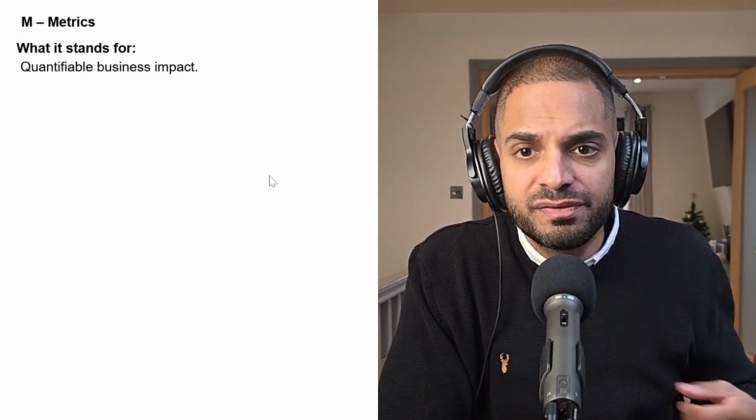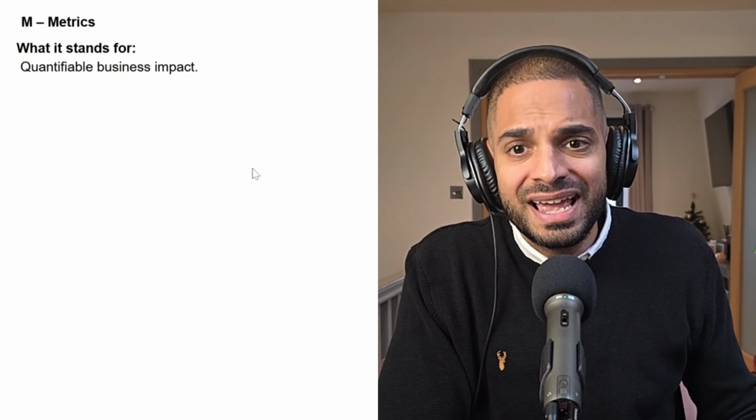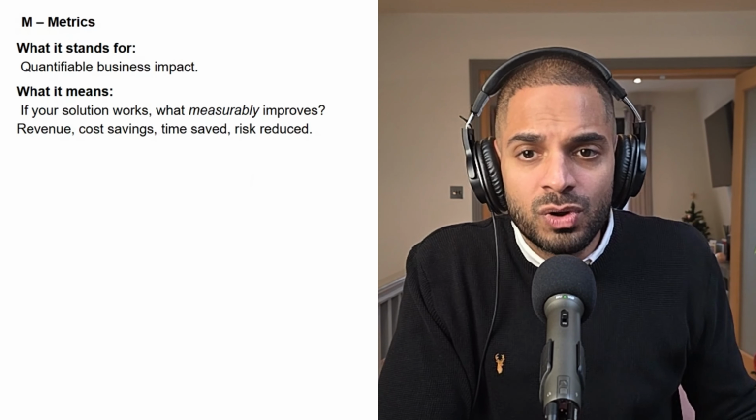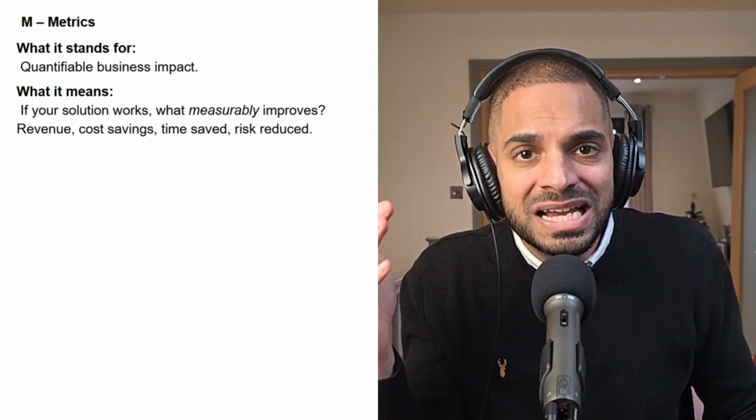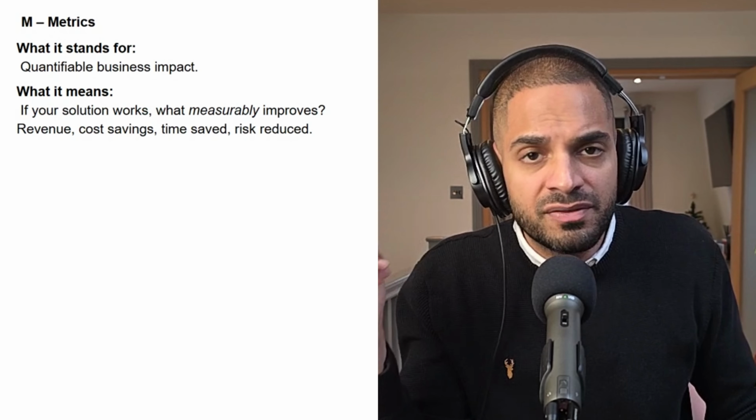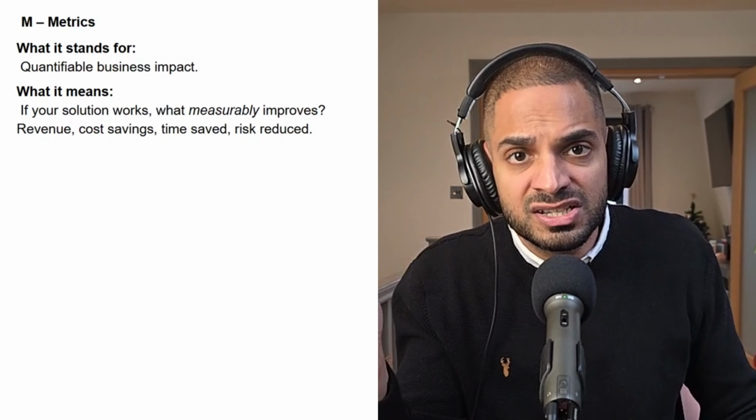So M stands for metrics. What does it actually mean though? Quantifiable business impact. Okay. So what it means is if your solution works, what measurably improves? Is it revenue? Is it cost savings? Is it time saved? Risk reduced?